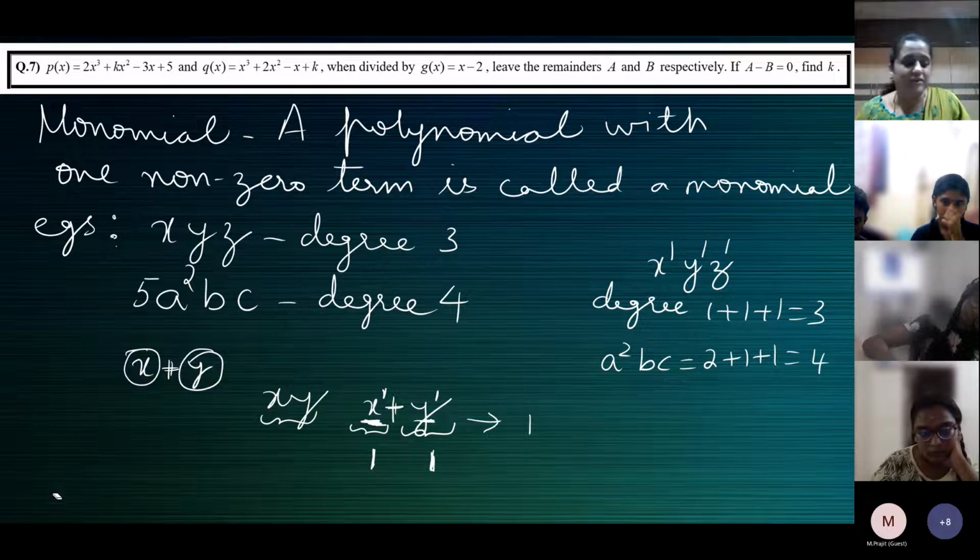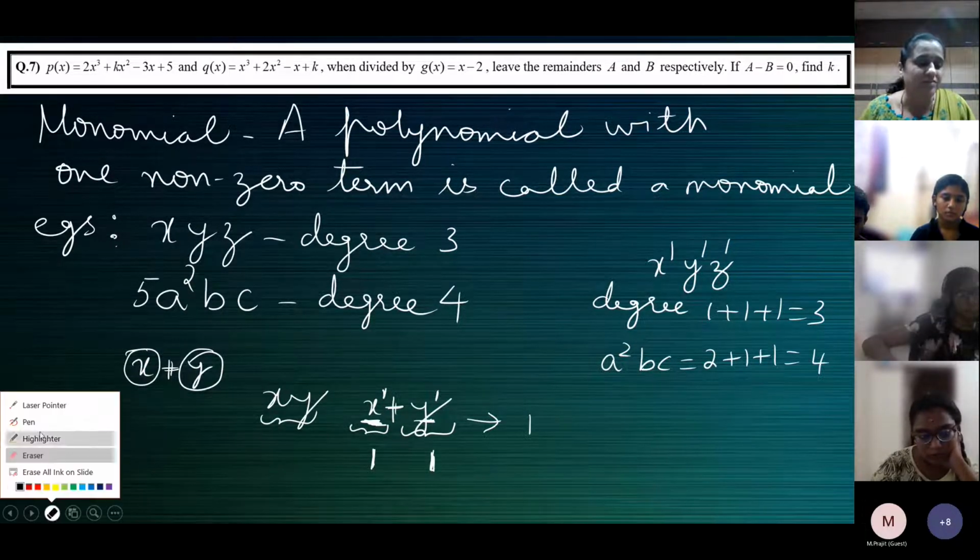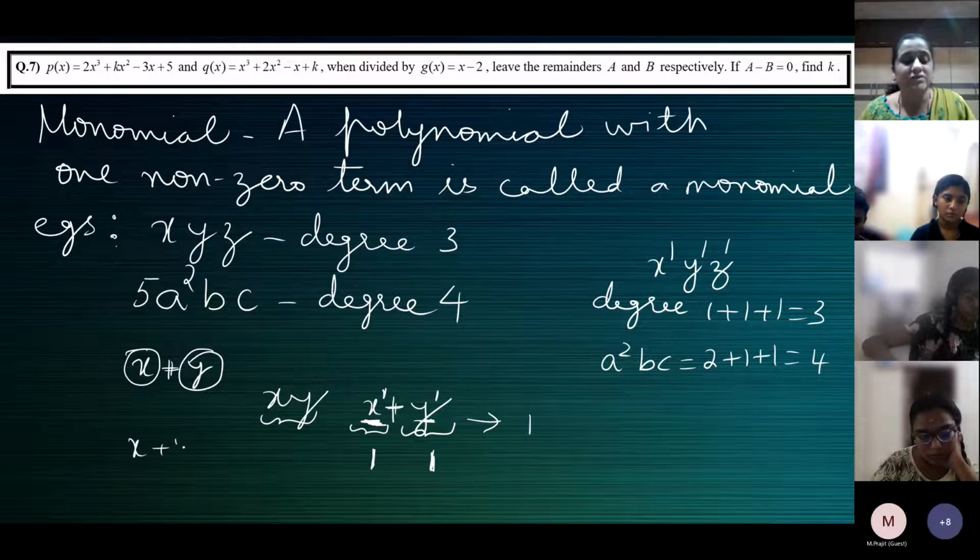But x plus y, say something about x plus y. If the question is to say something about x plus y, what can we say? x plus y is a binomial of degree 1. x plus y is a binomial, two terms, binomial of degree 1.